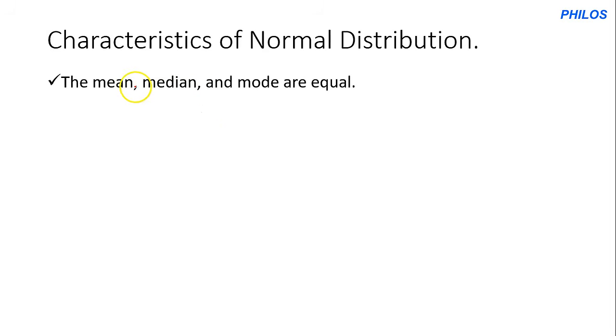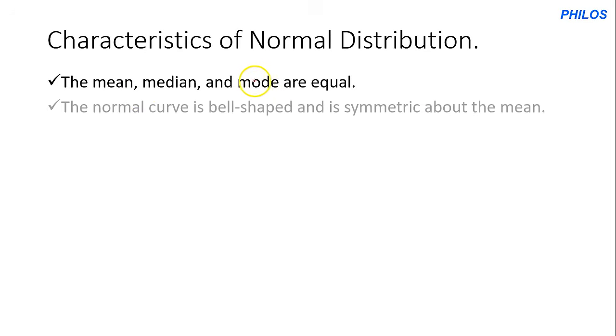Now, the first property of the normal distribution is that the mean, the median, and the mode are equal. So in a normal distribution, the mean is equal to the median, which is also equal to the mode. And also, the normal curve is bell-shaped and is symmetric about the mean.